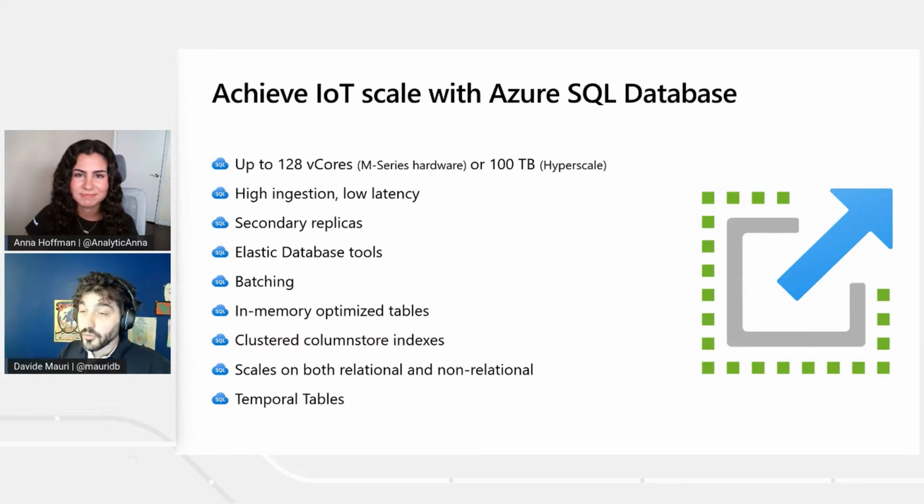We have clustered columnstore indexes that make aggregation of data super fast, like you cannot believe it. Queries that would otherwise take minutes take seconds or even less. So this is perfect for HTAP workloads, which means hybrid transactional analytical processing, where you ingest data but at the same time need to query it to do some analytical processing. So this is perfect for IoT.